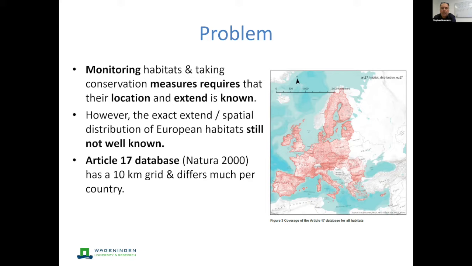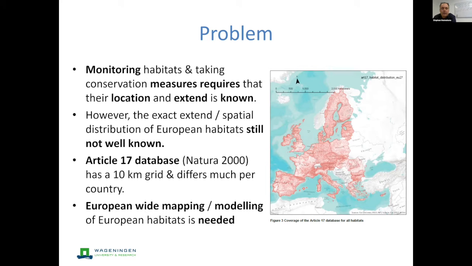Of course, the Article 17 database is a very good example related to Natura 2000 habitats on the distribution of European habitats. But it's on a 10-kilometer grid, and it's only related to protected sites. A large part of the biodiversity and of the habitats also occurs in the wider countryside, so not only in protected sites, but also outside protected sites. We need information on their distribution and extent. So we need a European-wide approach for mapping European habitats.